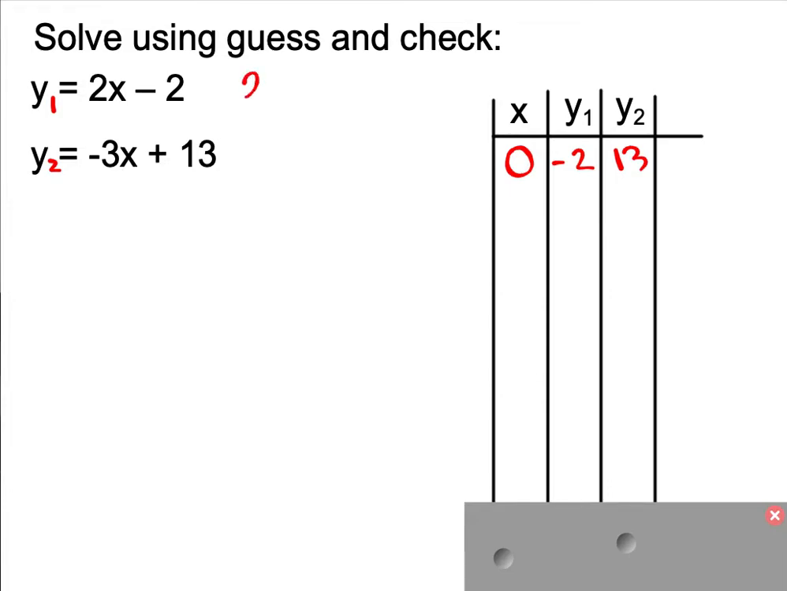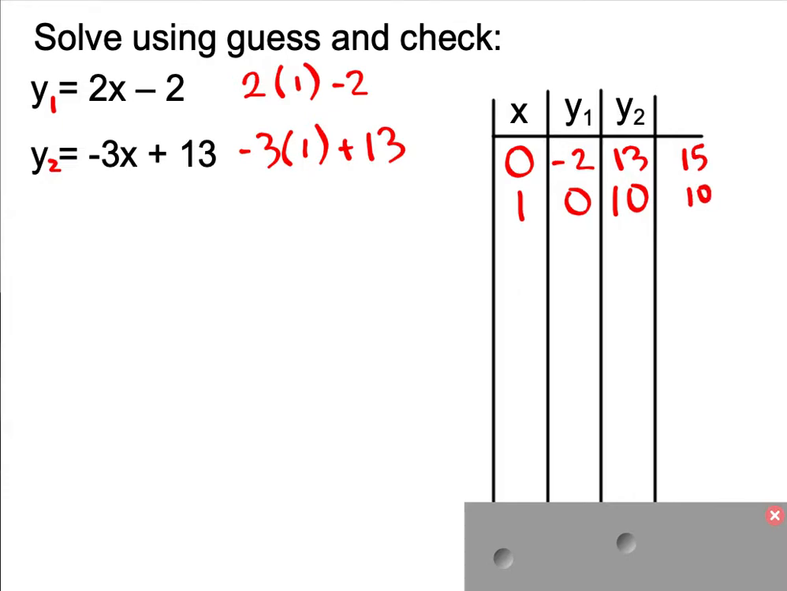Let's try 1. 2 times 1 minus 2, that's 2 minus 2 is 0. And this is going to be negative 3 times 1 plus 13. That's negative 3 plus 13, that's 10. Now I want you to notice that these went from being 15 apart to being only 10 apart. They have gotten closer. So I am going in the right direction. I could go 2, 3, 4. I think I'm going to skip a little bit and try 3.